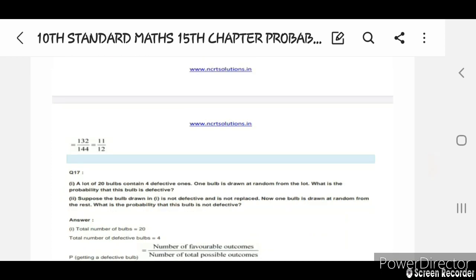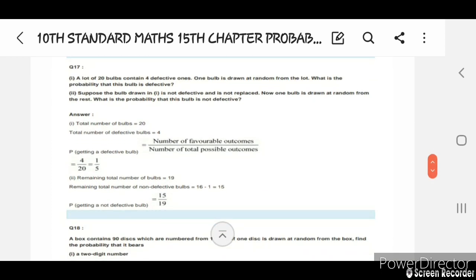Like this you have to think. Next, a lot of 20 bulbs contains 4 defective ones. In the 20 bulbs, 4 are defective. What is the probability that the bulb you have taken out is defective? First question: the total number of bulbs is 20. In that, 4 are defective bulbs, so 4 by 20, therefore 1 by 5 is the probability for that question.